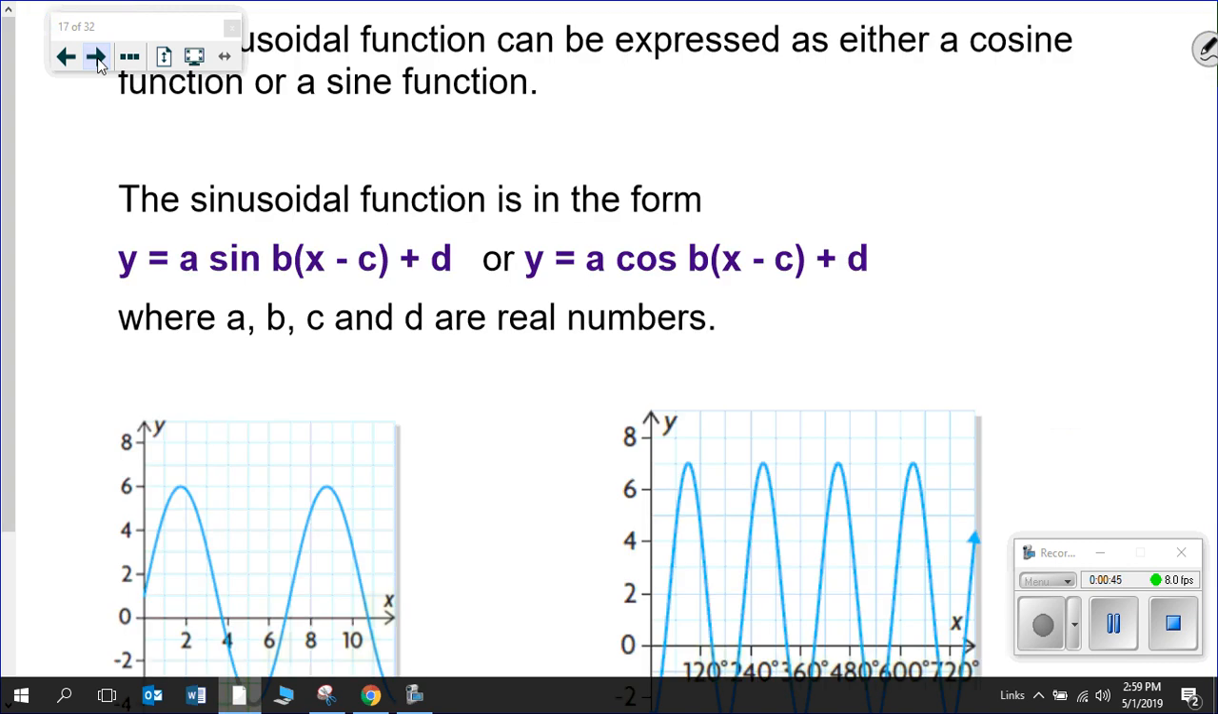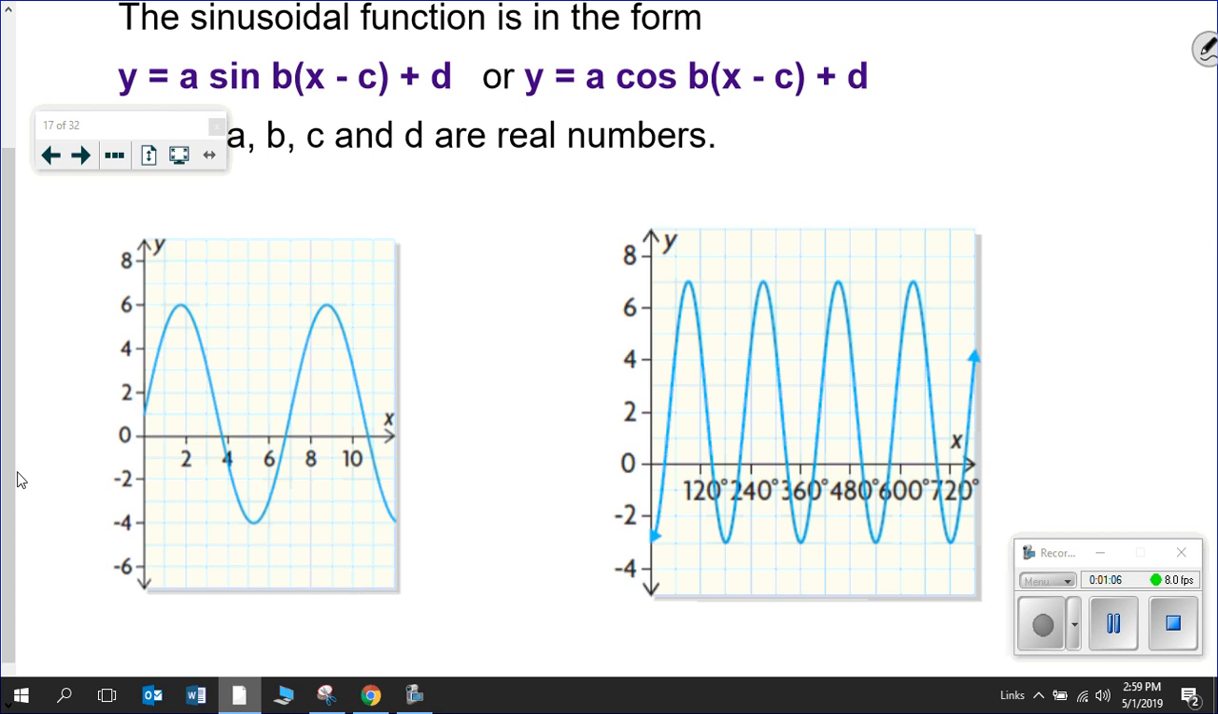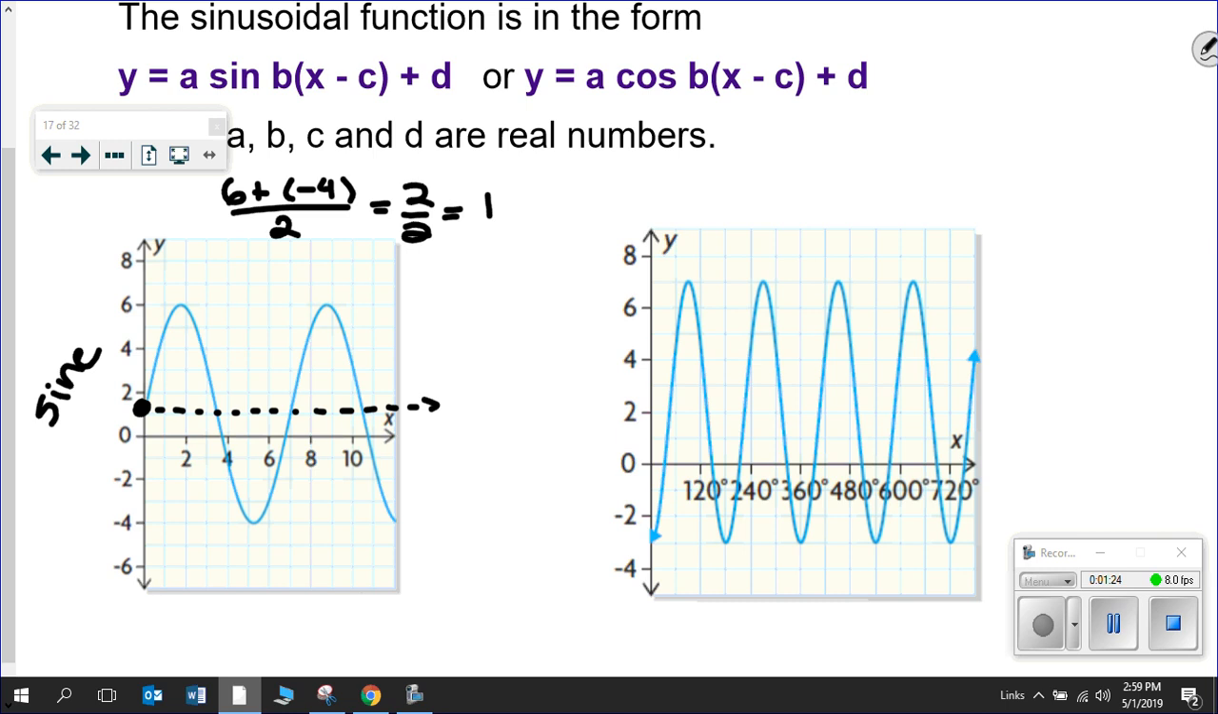So we're going to start just by looking at what all these things mean. So when we have sinusoidal functions, remembering from the beginning that every graph is both a sine and a cosine graph at the same time, it just depends on where we start. So for this graph that goes between 6 and negative 4, 6 plus negative 4 divided by 2, 2 divided by 2, that's 1. My midline is at 1. The graph is starting on the midline.